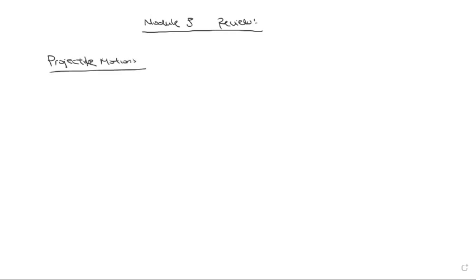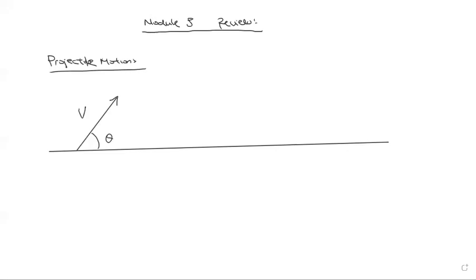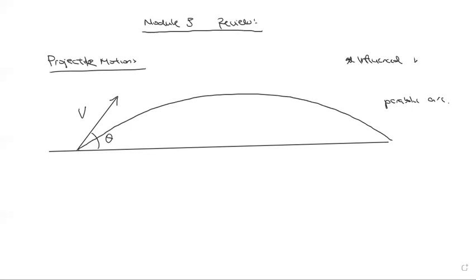We understand projectile motion is talking about the motion of a projectile, which importantly moves only under the influence of gravity. This projectile is launched at some velocity v at some angle theta, and then it will undergo projectile motion, which is a parabolic arc. Importantly, because it moves only under gravity, we are ignoring air resistance.